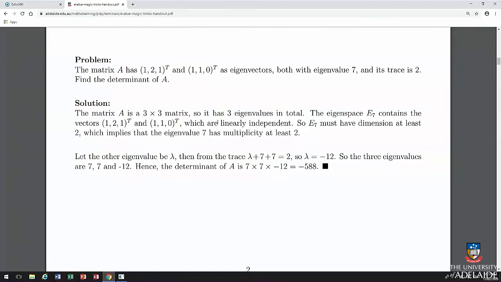And I used all of those theorems in this problem. I used the fact that an eigenspace has to have dimension at least as big as its multiplicity. I used the fact that there are exactly 3 eigenvalues for a 3 by 3 matrix. I used the fact that the eigenvalues add up to the trace, and that the eigenvalues multiply to the determinant. This is a fabulous exam question because it uses all those theorems all at once, and this would make a maths lecturer extremely excited.